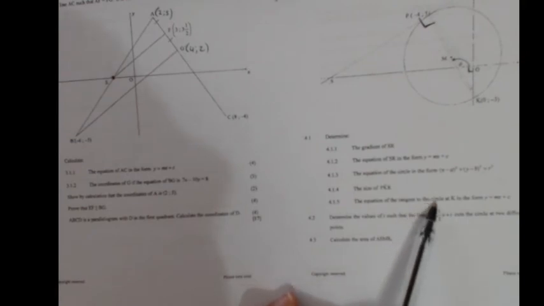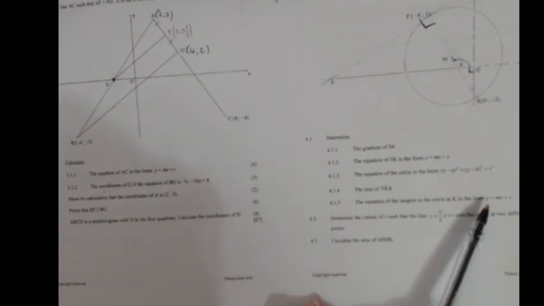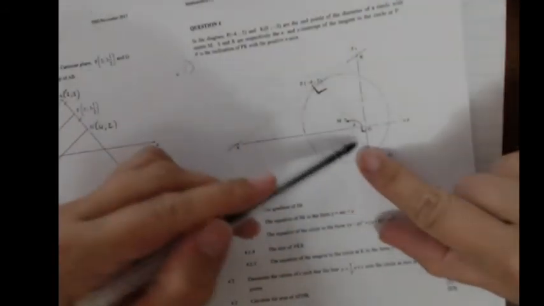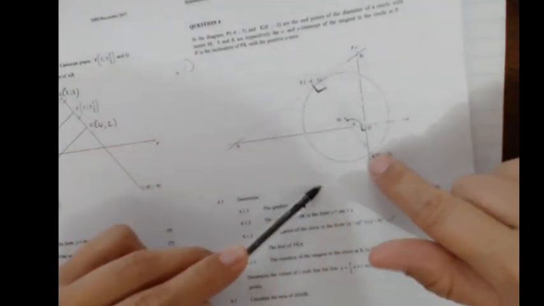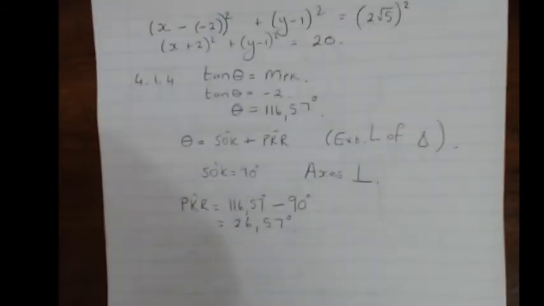We're nearly at the end. We have 4.1.5, and 4.2 and 4.3 left. 4.1.5 says the equation of the tangent to the circle at K in the form y is equal to mx plus c. So since this one is perpendicular to that tangent and this line is also perpendicular to that tangent, these two lines are most definitely parallel and the gradients are the same. I already calculated the gradient of SR earlier as a half, I think. SR as a half.